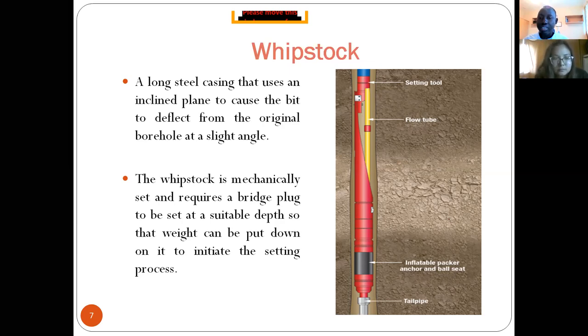Then there are some factors that affect the plug setting, like the temperature in the hole and the pressure, right? And in some cases, the formation fluid can also affect the quality of the cement plug. So in some cases, whipstock is preferred over the cement plug. I hope this answers your question.